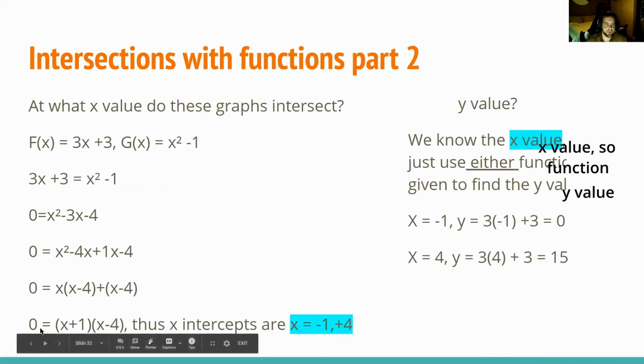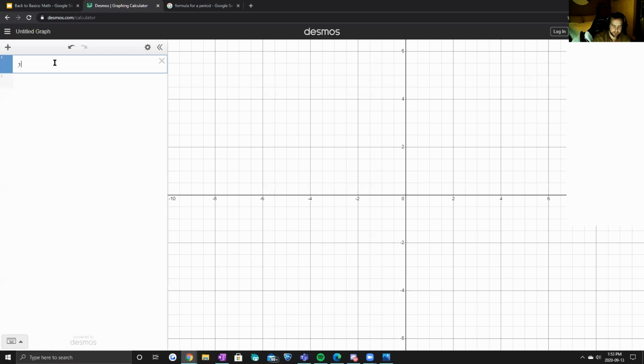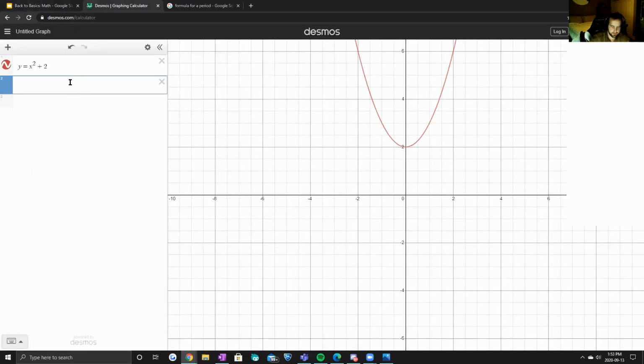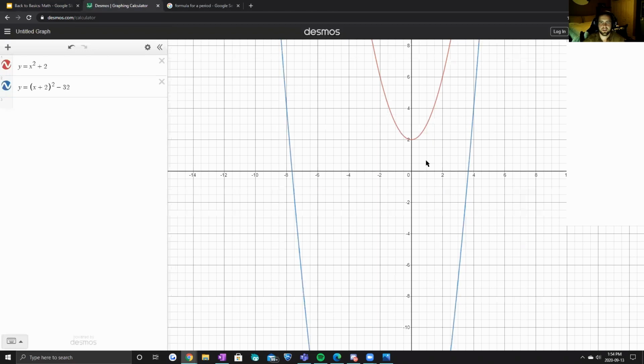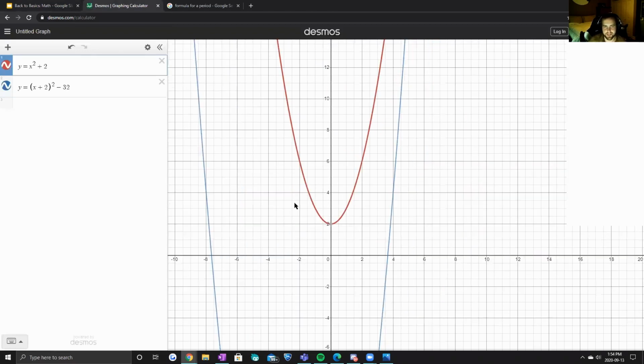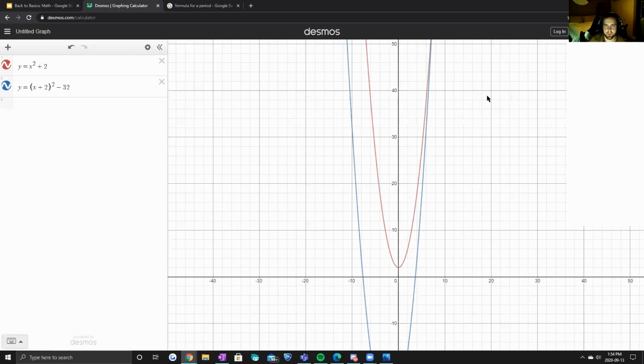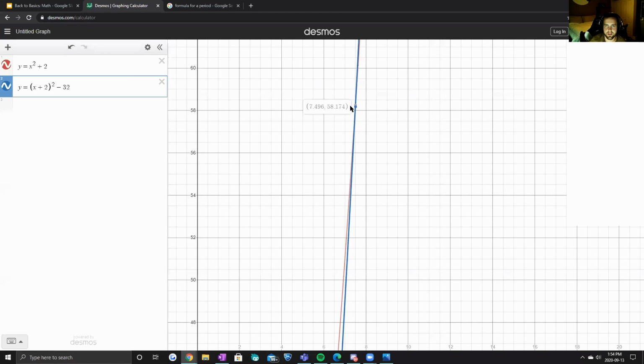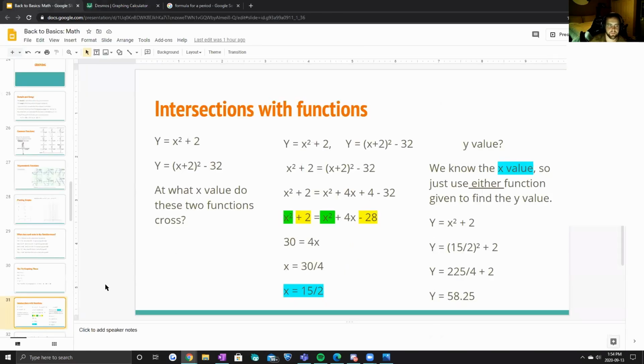And if we were to go to Desmos real quick, y is equal to x squared plus 2. And then (x plus 2) squared minus 32. We see this is pretty hard to, like if you were to draw a graph, this would be pretty hard to find the intercept. What we do eventually see, it happens over here on the right at 58.25 and 7.5. So our x value is 7.5 and our y value is 58.25. And that's what we got here.